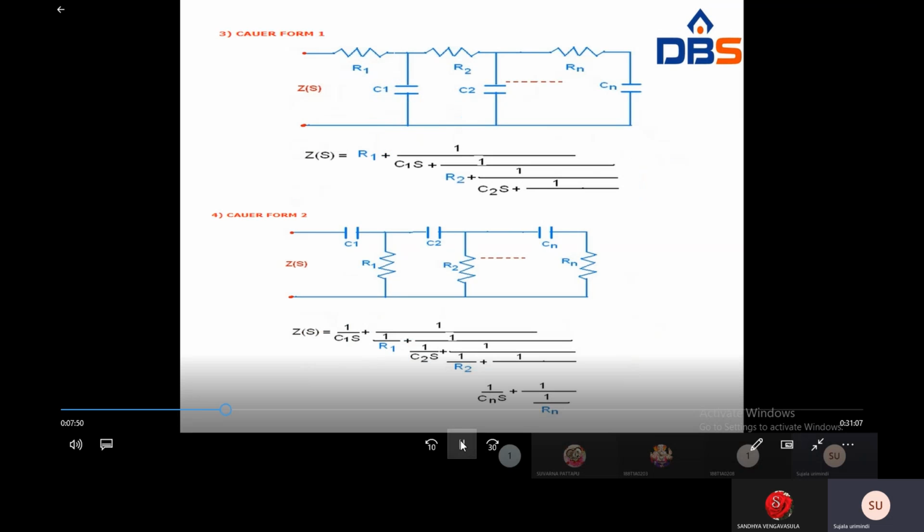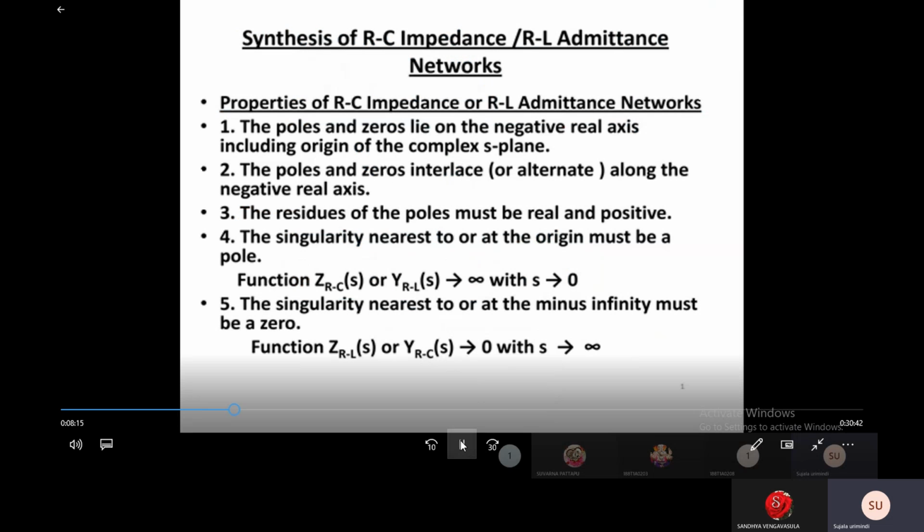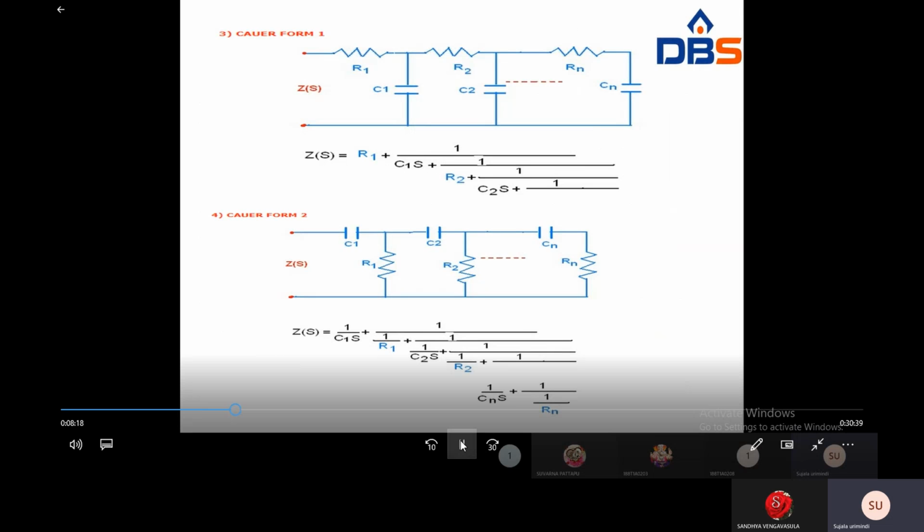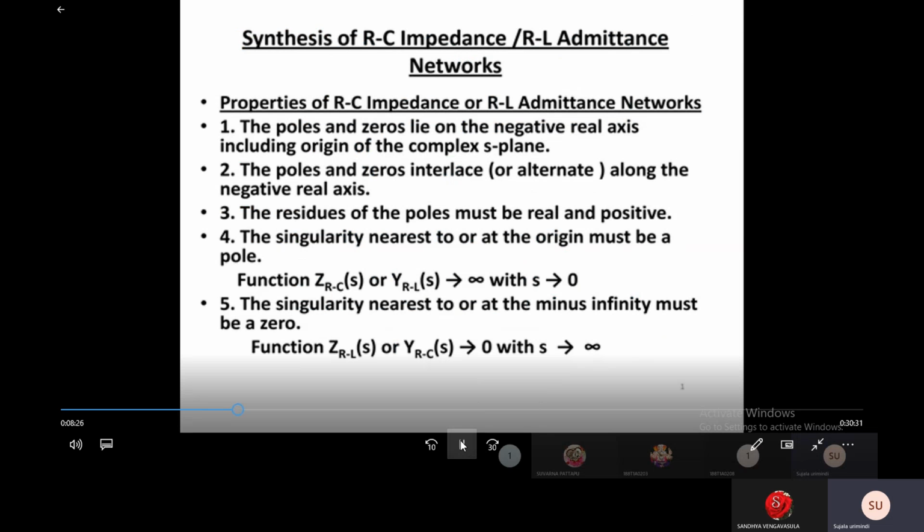And the Cauer 1 and Cauer 2. In terms of impedance, one is series form and the other is parallel form. Series and parallel, then you have to connect, that is called Cauer form. When in terms of Cauer 2, in terms of admittance, we have taken the series and parallel combination. So series and parallel combinations you have taken in Cauer 1 and Cauer 2. In the Foster form, one is the series and one is the parallel form.